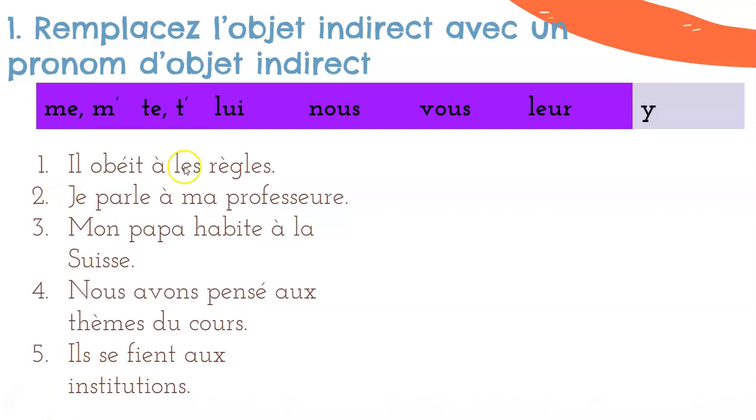So we have il obéit à les règles. We can replace that with il y obéit, right? We take à and everything that follows for the object, the rules, and replace it with y. So instead of il obéit à les règles, he obeys the rules, he obeys them, right? Just with that one little letter, right?